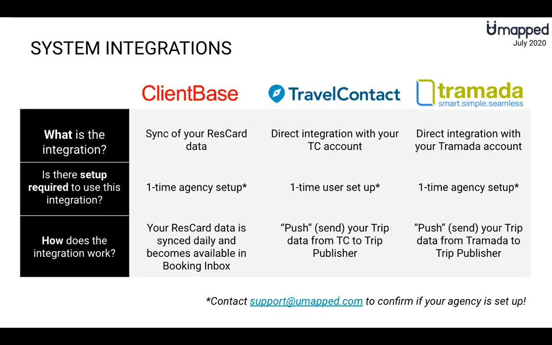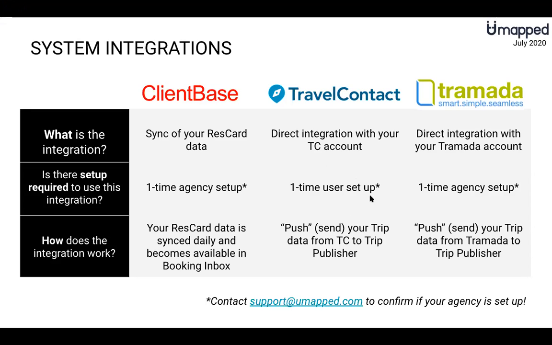And for both of them, we actually have a direct integration with these two different systems. So it's a one-way integration, like pretty much all of our integrations. We're taking information from Travel Contact into the Trip Publisher, or taking information from Tramada into the Trip Publisher. So you can't push information back into those systems. It's just the one way.